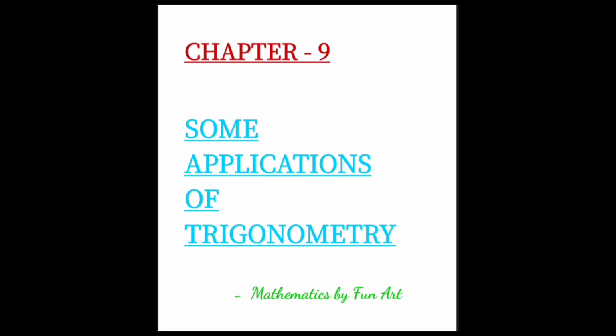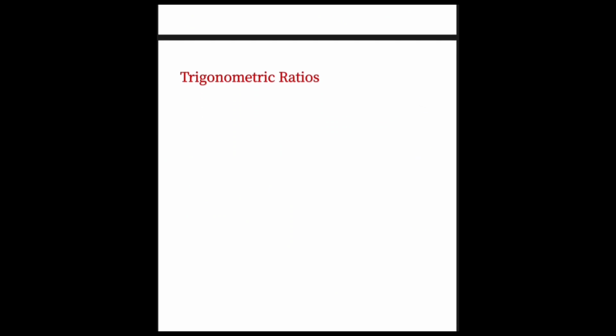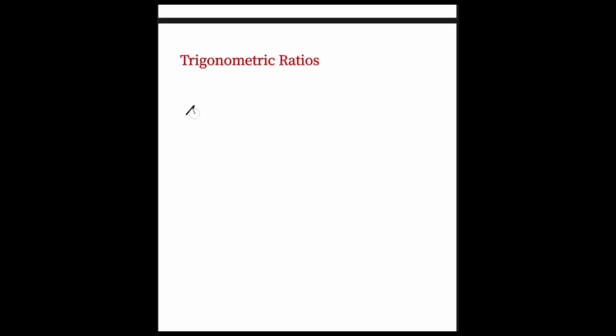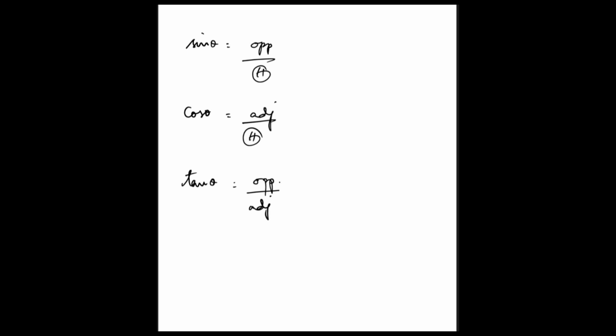Today let us see an introduction on the topic some applications of trigonometry, chapter 9. From our previous chapters we know trigonometric ratios. What are those? Sin theta is opposite by hypotenuse, cos theta is adjacent by hypotenuse, tan theta is opposite side by adjacent side. These are our basic trigonometric ratios and we have to keep them. Similarly, cosecant theta, secant theta and cot theta can be derived.